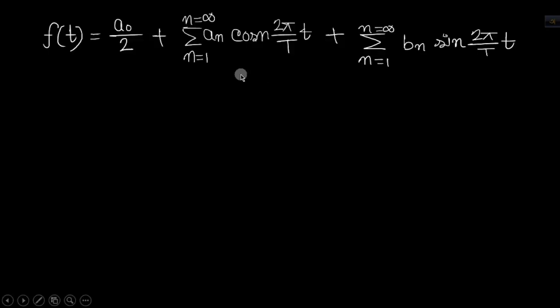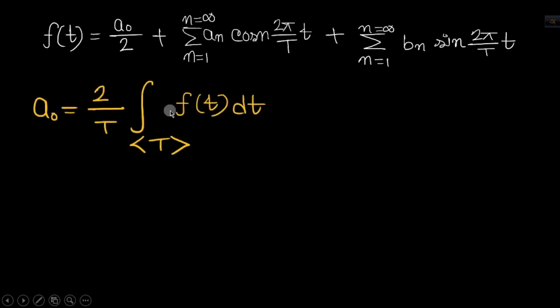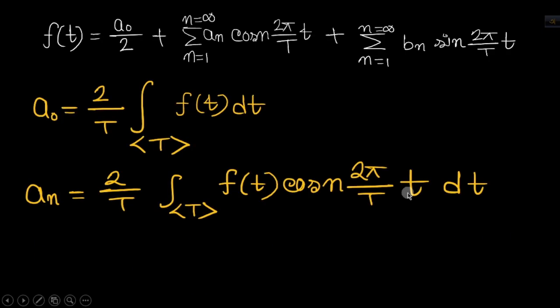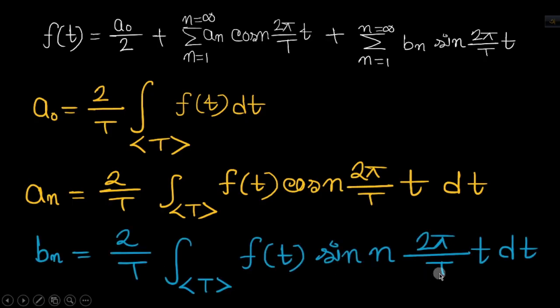Okay, so now let's come back to our theory. We have to find a0, an and bn to find the signal f. To find a0 I have a formula like this, an is equal to this and bn is equal to this. So don't be afraid, I will explain these three equations step by step.